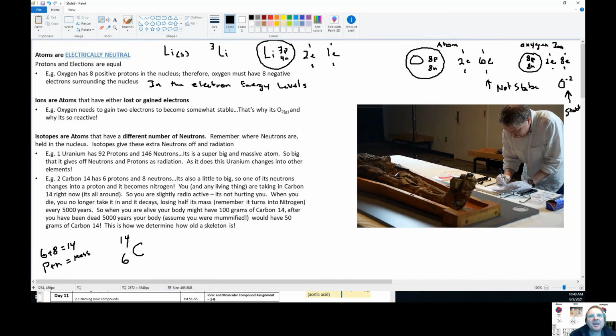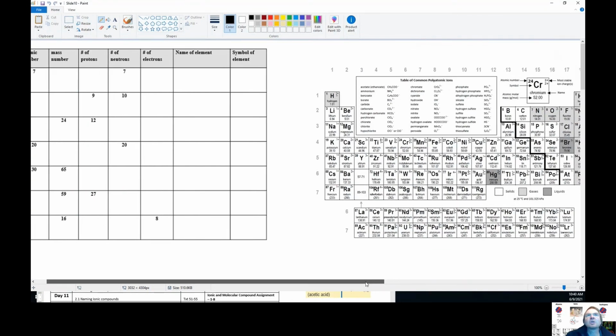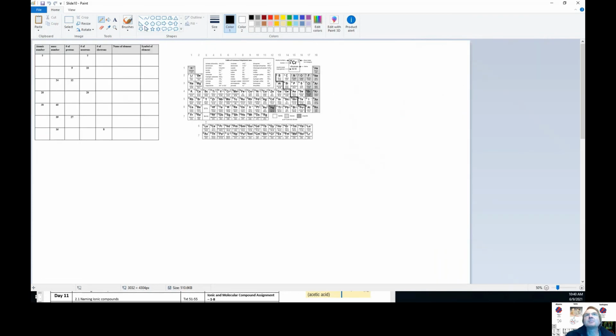So that is atoms, electrically neutral, ions, which are atoms that have just lost or gained electrons, and isotopes. Think about all the examples we looked at. We're going to do some problems now. We're going to fill out a chart together, and this is an assignment that you've got in your Moodle course as well, so you can get 100% on this. Okay, I just want to make sure I can see my periodic table.